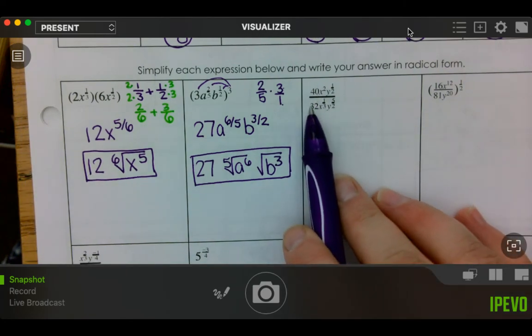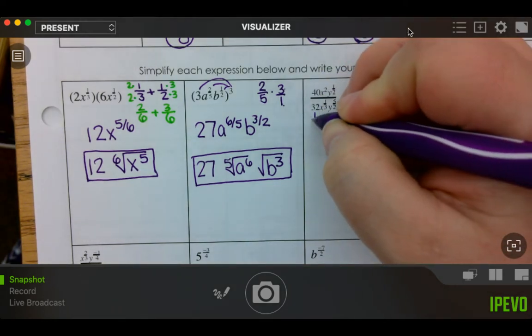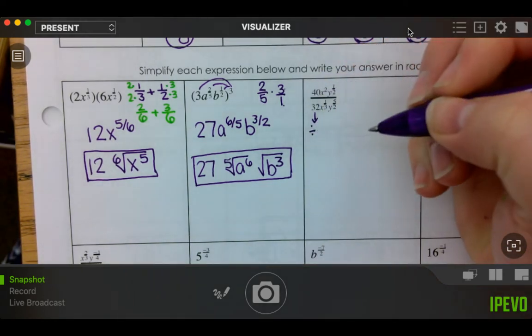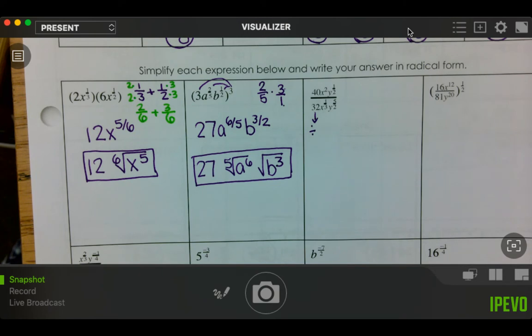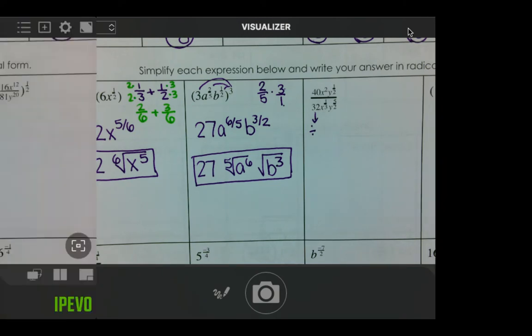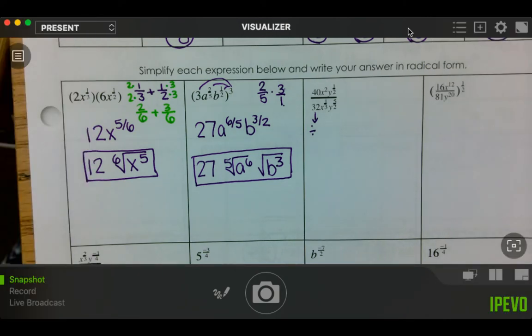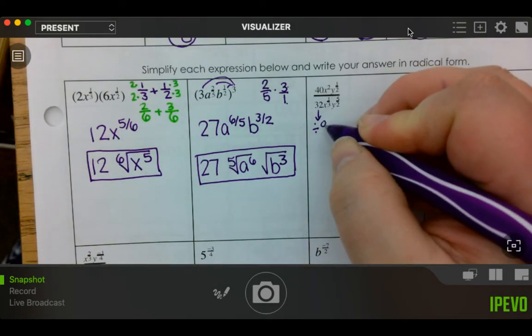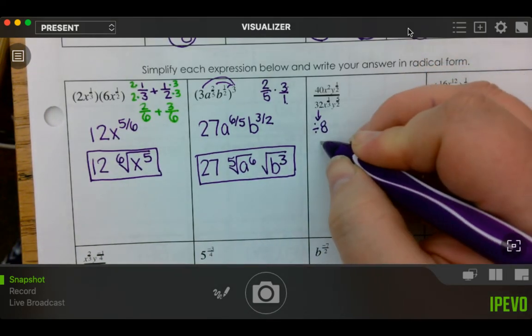Okay, coming over here, I need a number that I can divide 40 and 32 by. So what I'm going to do is divide them both by, let's see, 2 goes into both of them, but so does 4, and so does 8. Since 8 is the biggest one that goes into both of them, that's what I'm going to divide by. 40 divided by 8 is 5.